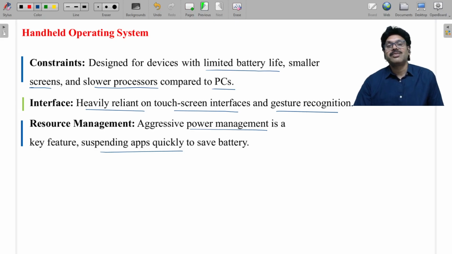So these are the different types of operating systems. Among them, the very important operating systems are time sharing and real-time operating systems and handheld devices.